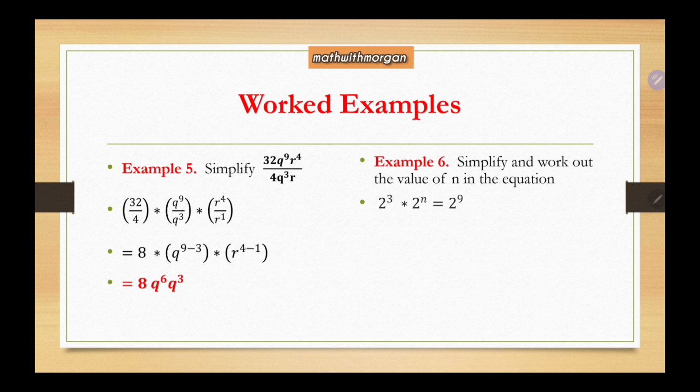On the left-hand side, we have 2 to the power of 3 times 2 to the power of n. We are multiplying those indices with the same base, so we have to add their powers up. So in that case, we'll have 2 to the power 3 plus n equal to 2 to the power 9. But keep in mind, since both of them have the same base, their powers will also be equal. So we do 3 plus n equal to 9, and we work out the value of n by subtracting 3 on both sides, and then we get n equal to 6.